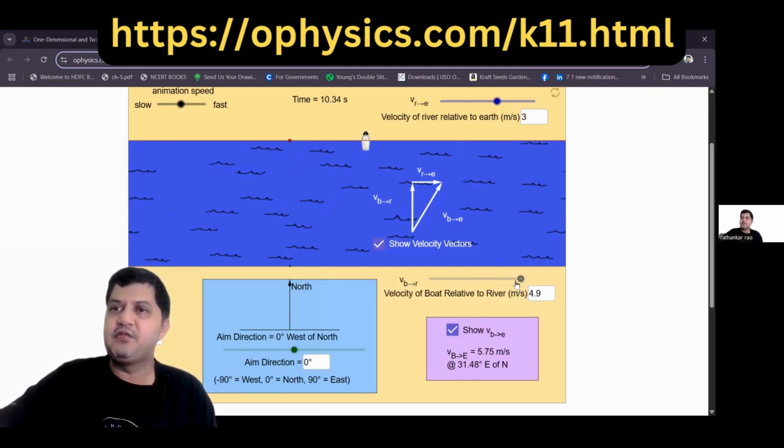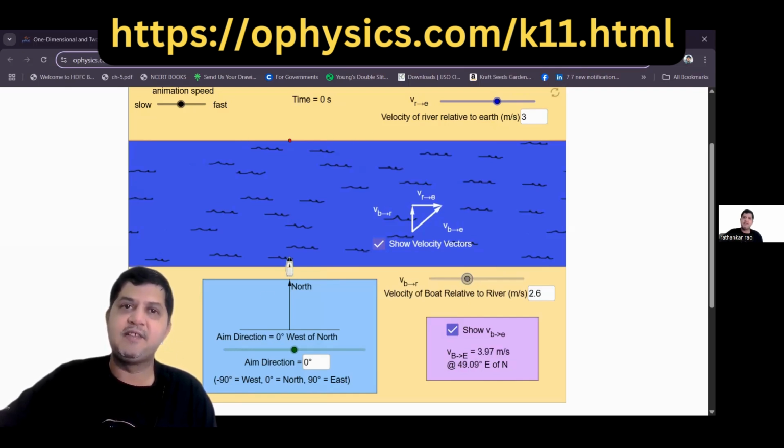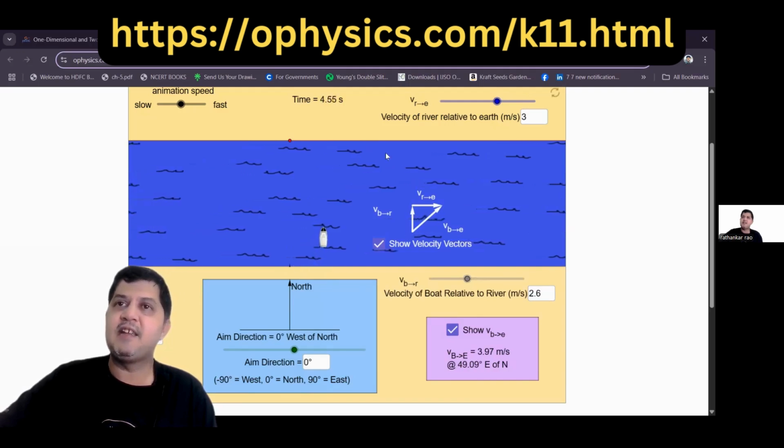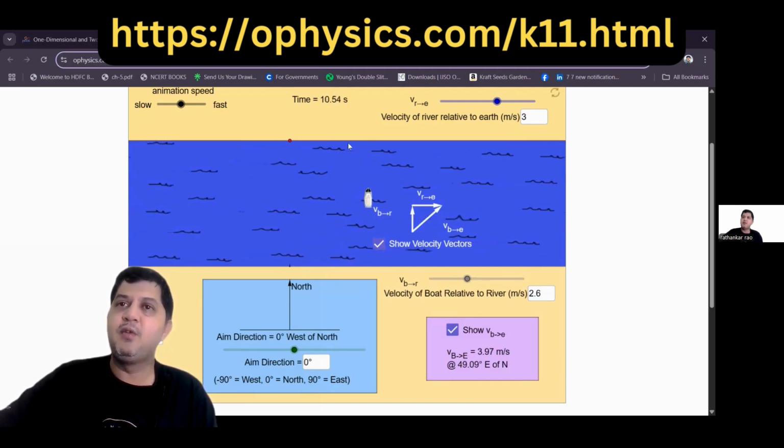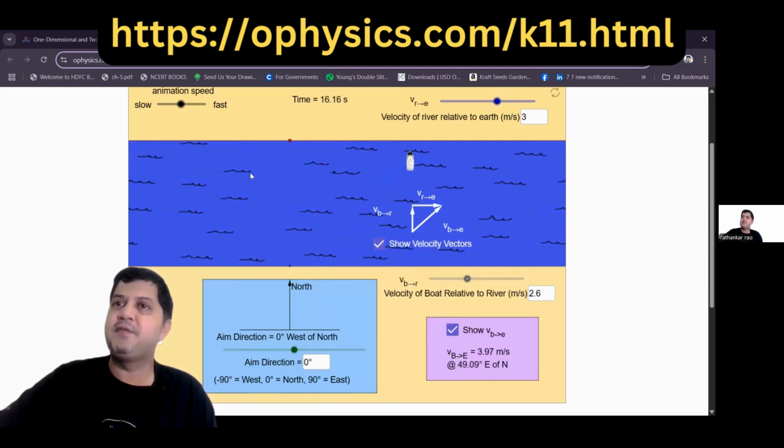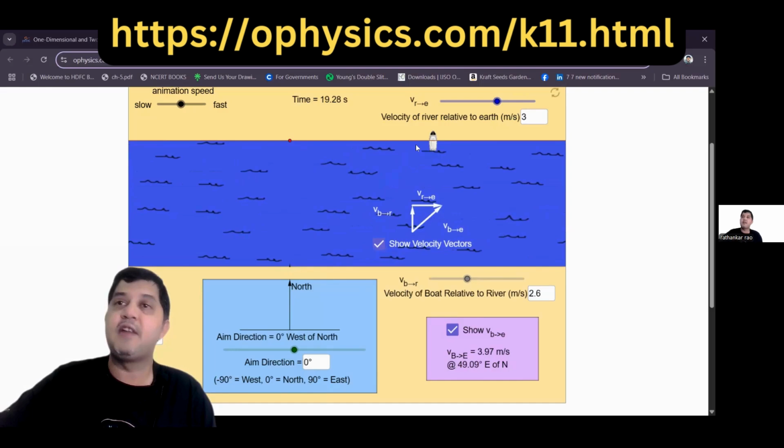If I reduce this to something like 3 meters per second, or maybe half of it, lesser than this, it was at this point. Let me run this. Now see where does it land? Earlier it was landing here. Now it is under the mercy of the velocity of the river. It moves and lands at a farther distance. So therefore this you can explain.